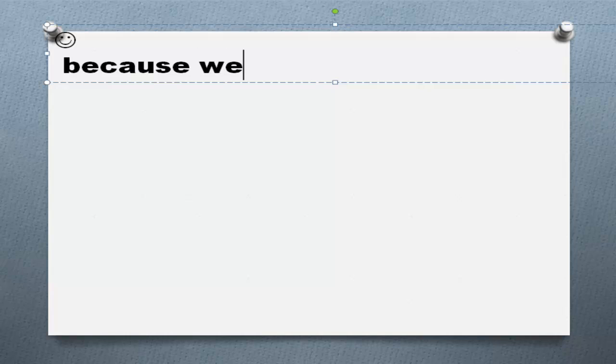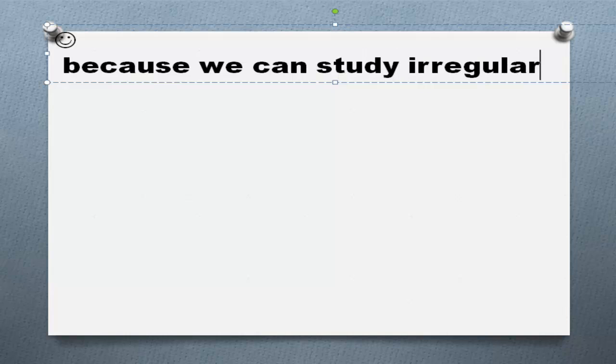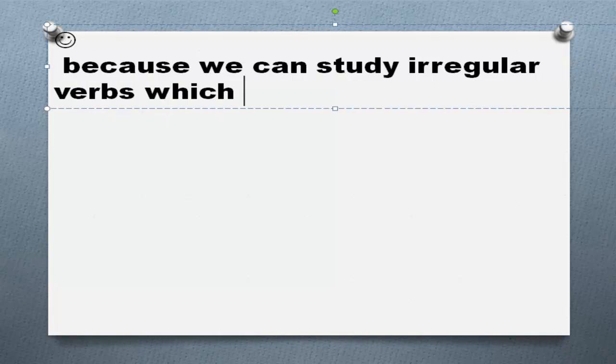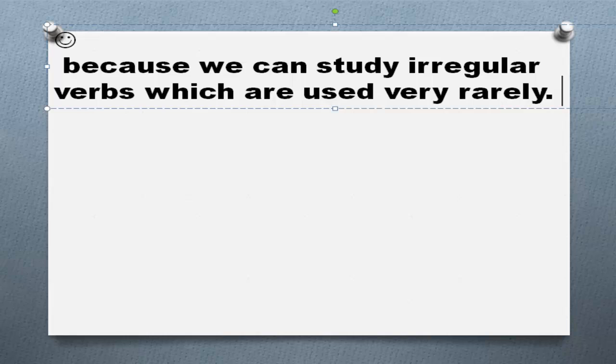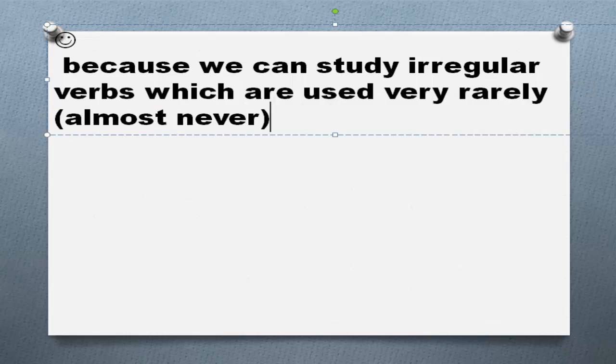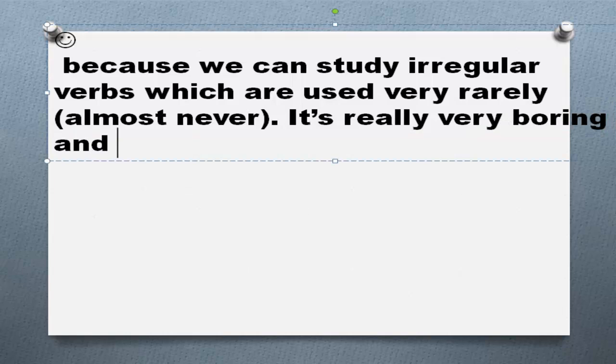Потому что we can study, мы можем изучать, irregular verbs which are used, которые используются, very rarely, очень редко, почти никогда, almost never. Практически никогда. It's really, это действительно очень скучно. It's really very boring and monotonous. Значит, есть такое слово монотонный, и также monotonous. It's really very boring and monotonous.